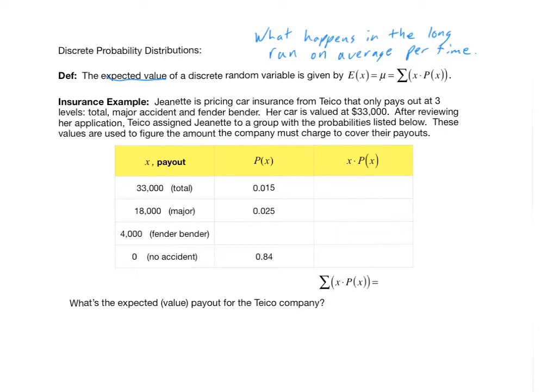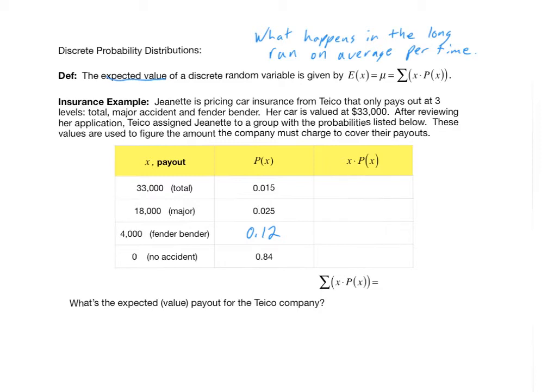Well, remember, we are dealing with a discrete probability distribution function. So we know already that these 4 probabilities must add up to exactly 1. These two add up to 0.04, add on the 0.84, and you've got 0.88. So what's left is 0.12. So they believe there's a 12% chance that Jeanette will get in a fender bender that year.